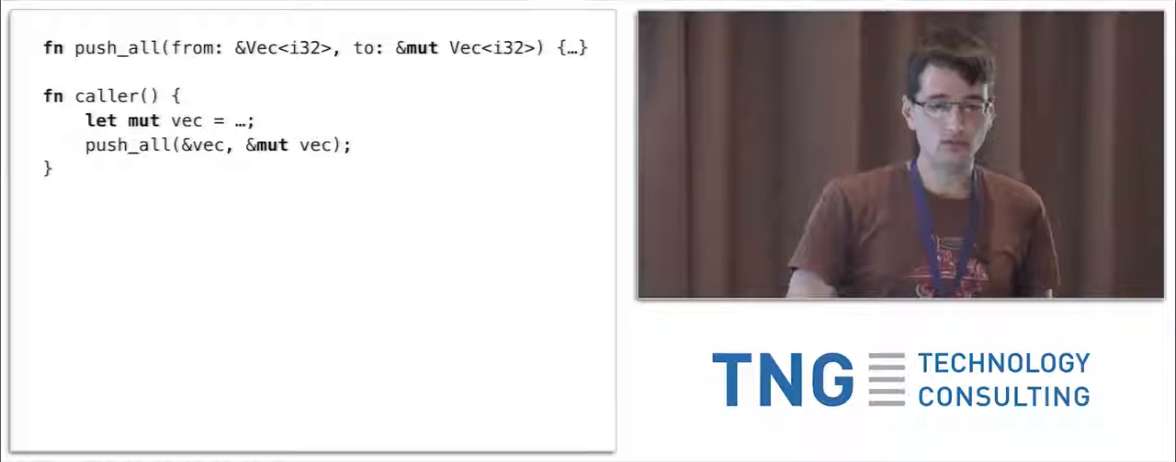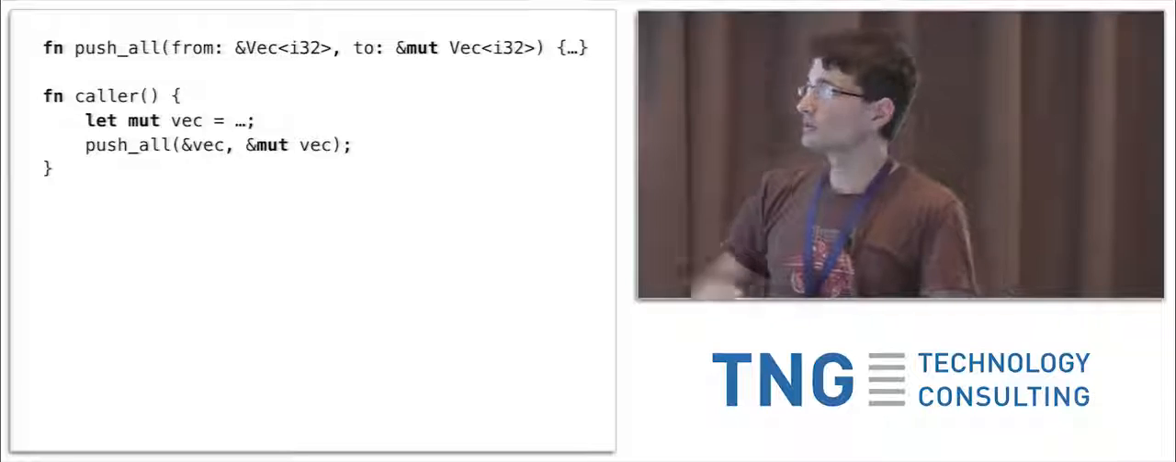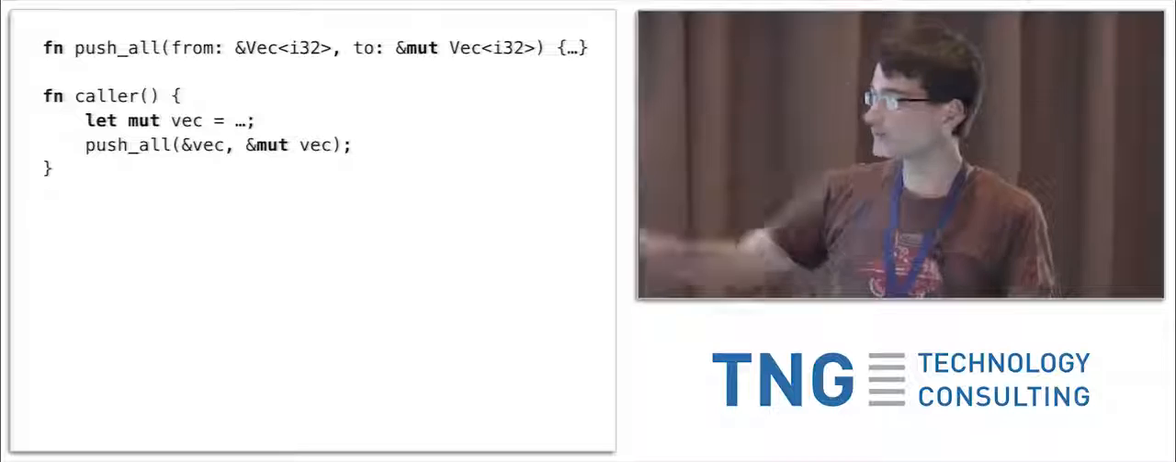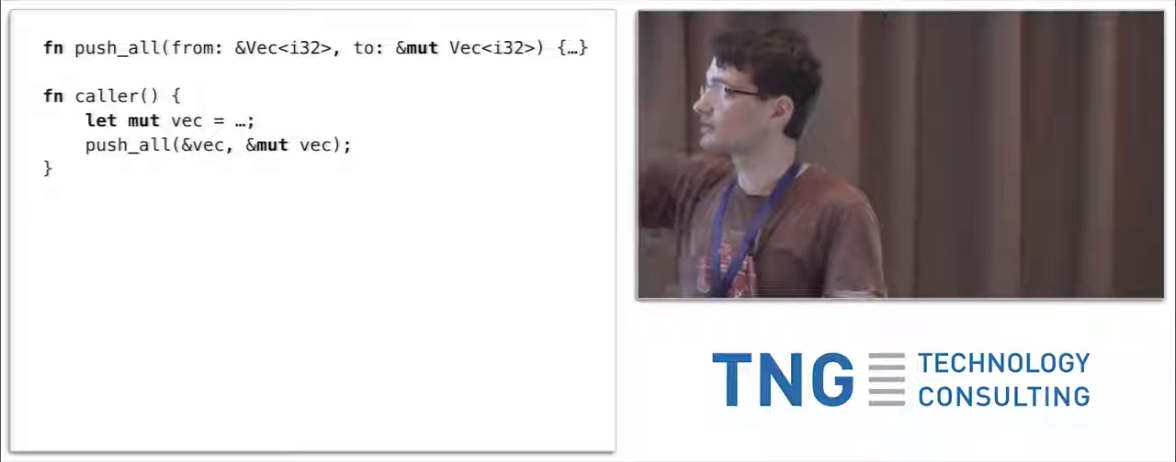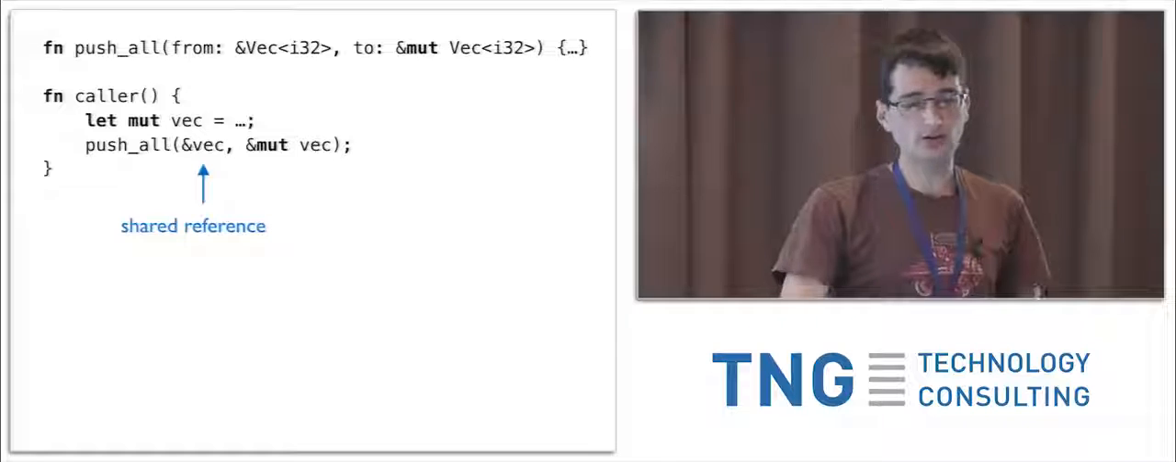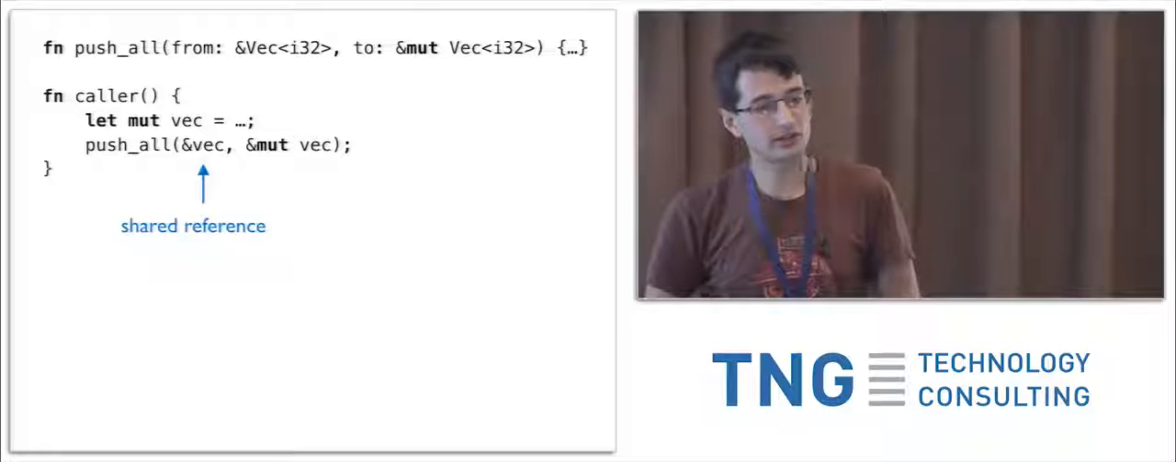So let's take a look at how this might actually happen in Rust. This is our push all function from before, pushing from onto to, and this is how we might try and call it. We'll create a vector, and then we'll try and actually call the push all function itself. And then what the compiler sees here is, okay, the first thing I'm going to do is take out a shared reference.